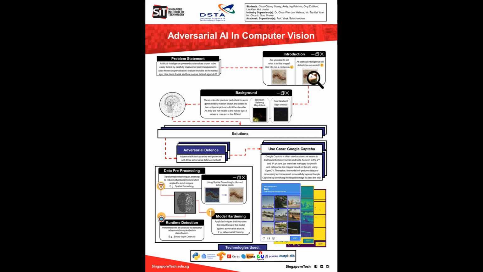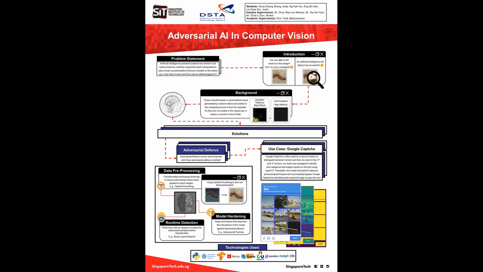As seen under the adversarial defense section, at the bottom left of the poster, some of the available defense techniques are data preprocessing, runtime detection, and model hardening. Data preprocessing is a form of transformative technique that helps to reduce the adversarial noise when applied to an adversarial image. One example is spatial smoothing, as seen on the right side of the data preprocessing section. As adversarial pixels tend to have more distinct characteristics than non-adversarial pixels, the adversarial pixels will be smoothed out when spatial smoothing is applied, which makes the adversarial image look much more similar to how the clean image would originally look.